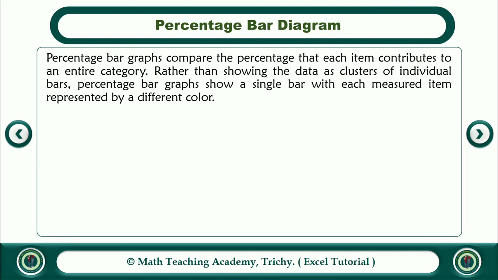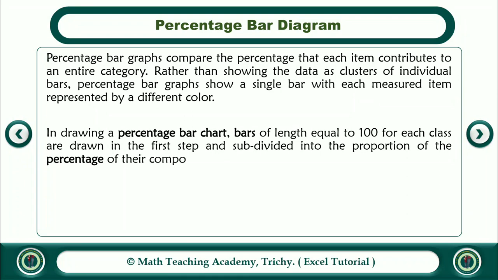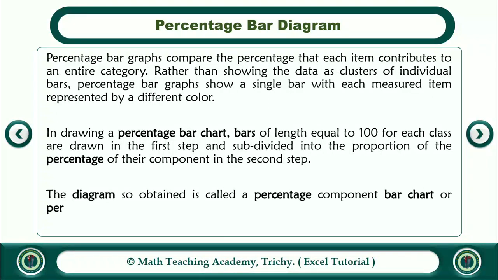That is what they have said: in a percentage bar diagram, each category of a given data is converted as a percentage of the total categories, and then each percentage is subdivided into a single vertical bar. That is why this is called percentage bar diagram. In drawing a percentage bar chart, bars of length equal to 100 for each class are drawn in the first step and subdivided into the proportion of the percentage of their component in the second step. The diagram so obtained is called percentage component bar chart or percentage stacked bar chart.